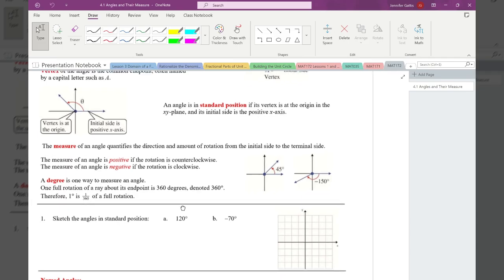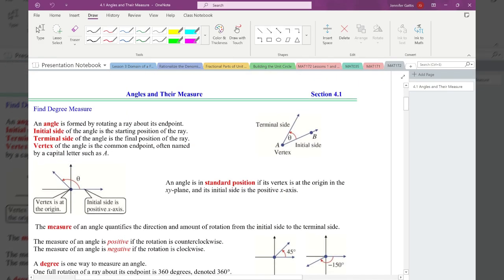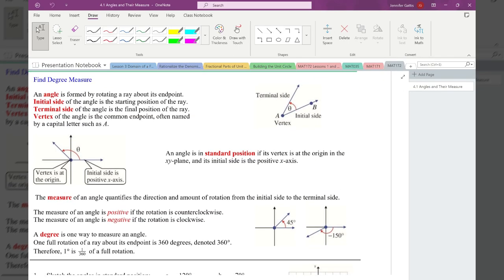Well, an angle is formed by rotating a ray about its endpoint. The initial side of the angle is the starting position of the ray, and the terminal side is the final position. The vertex is the common endpoint, and often it is at the origin when an angle is in standard position.